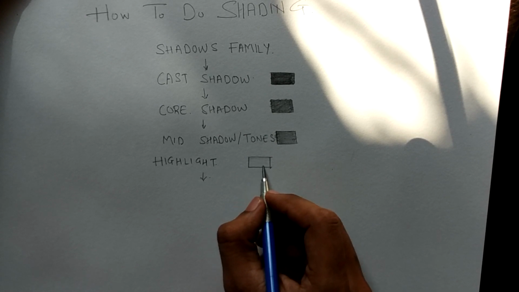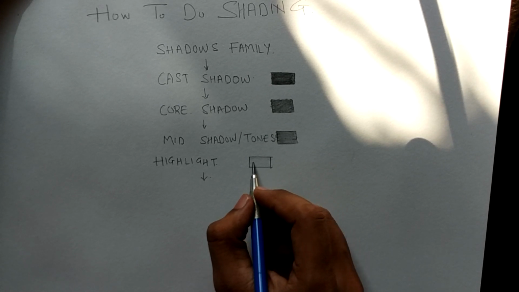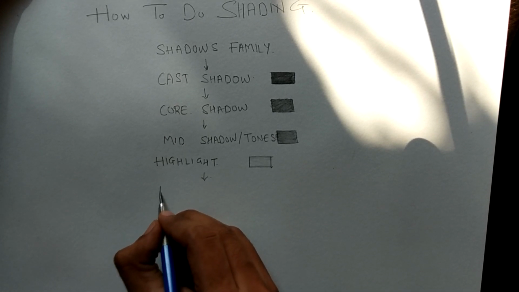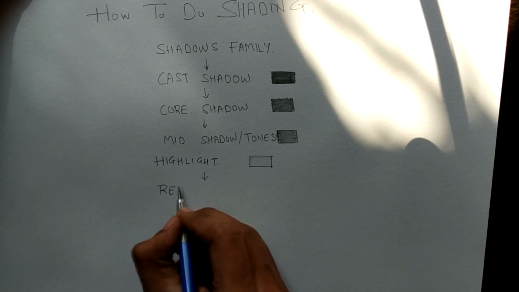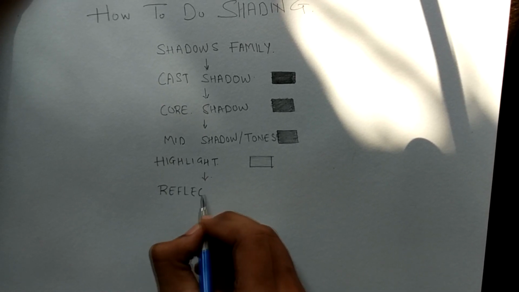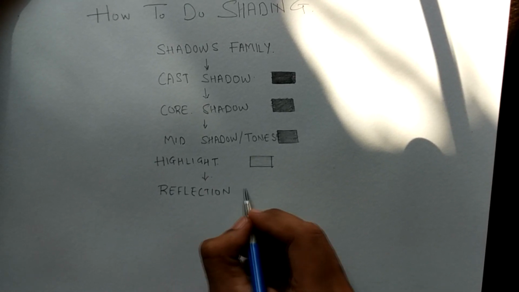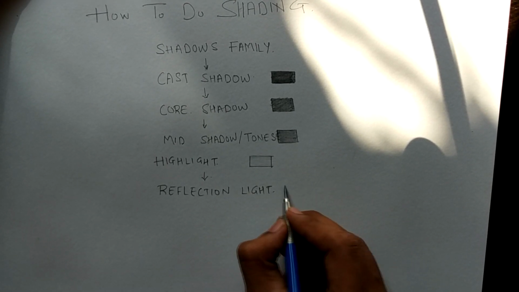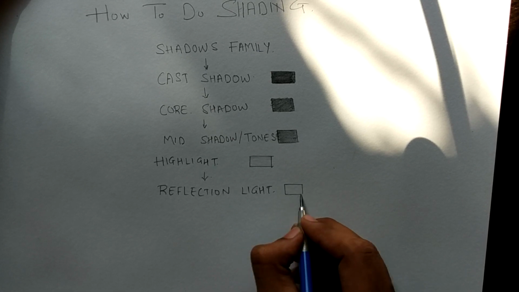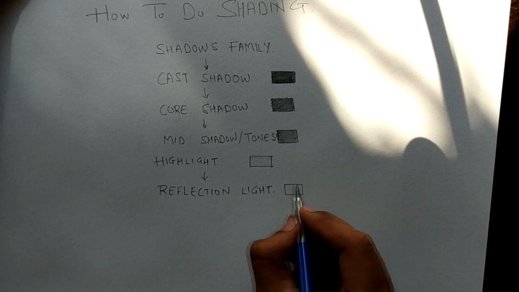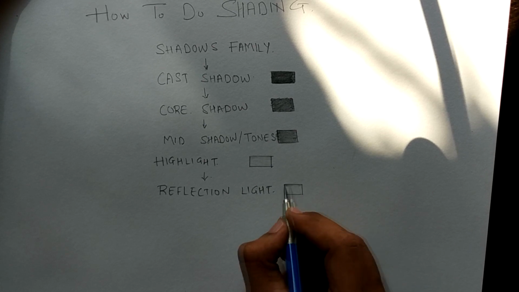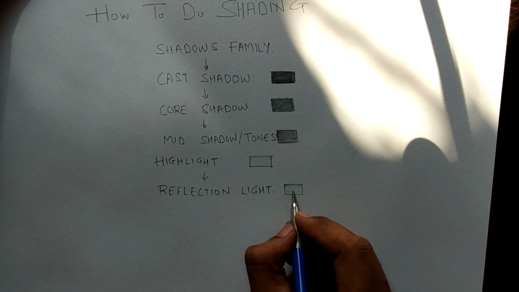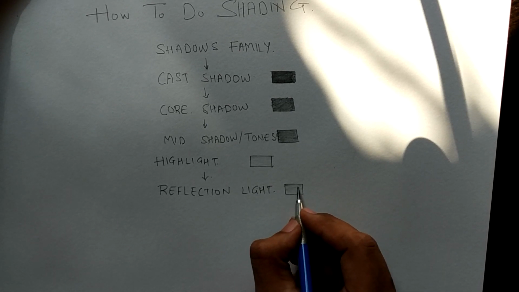You can do that too, but the softer your subject is, the softer your highlight needs to be, and the harder or sharper your subject is, the sharper your highlight needs to be. Let's take the example of steel, a blade or a sword. The sharper the highlights are on that, the better, and it will look the sharpest.